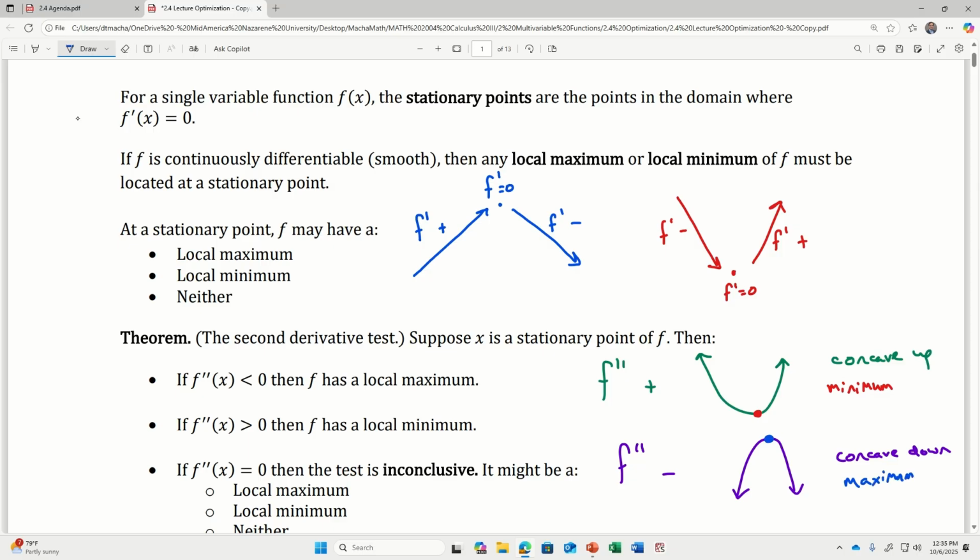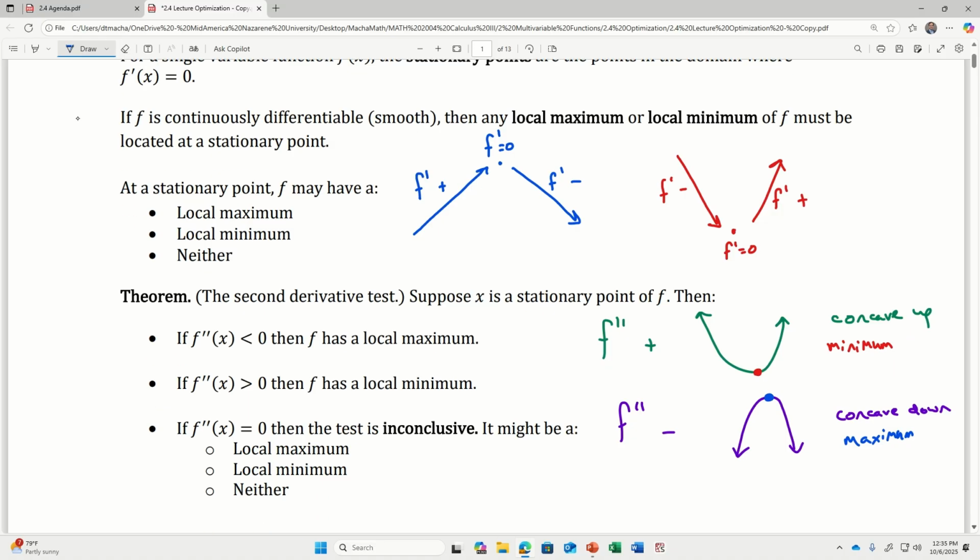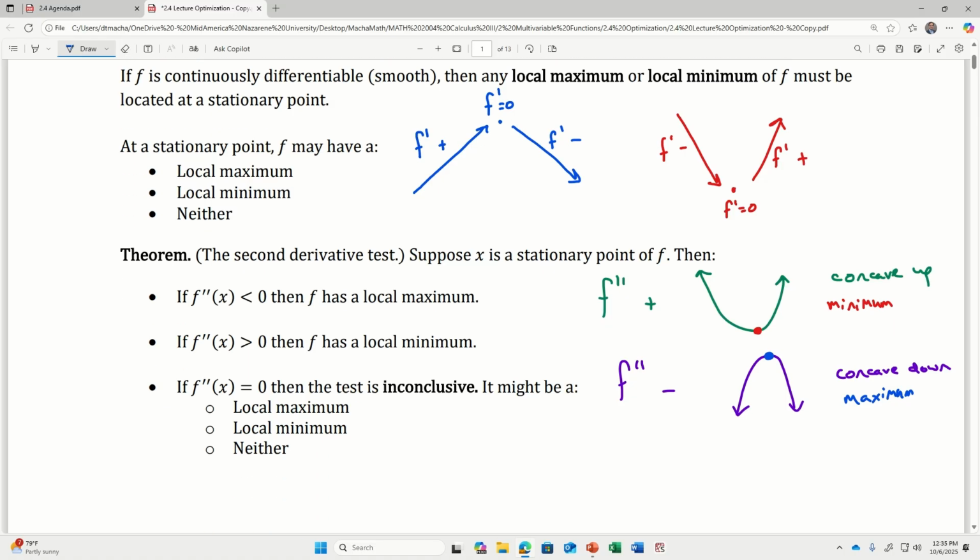And putting all this knowledge together gives us what's called the second derivative test. The second derivative test says, okay, take the derivative of f, find the stationary points. Then take the second derivative of f, and at the stationary points, if the second derivative is negative, that's a local max. If the second derivative is positive, that's a local min. And if the second derivative is also 0, then the test is inconclusive, and we don't know what it might be. It might be a local max, it might be a local min, could be neither.